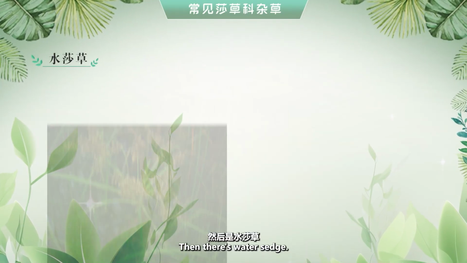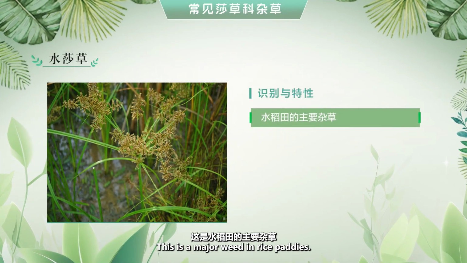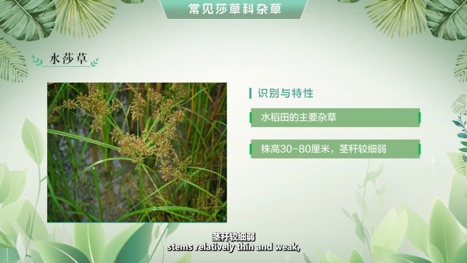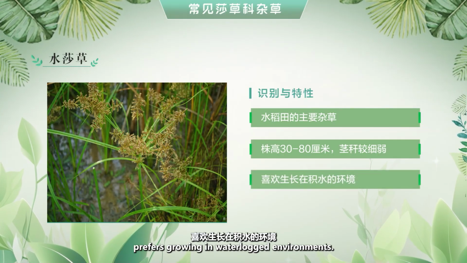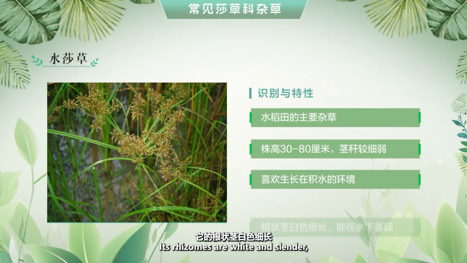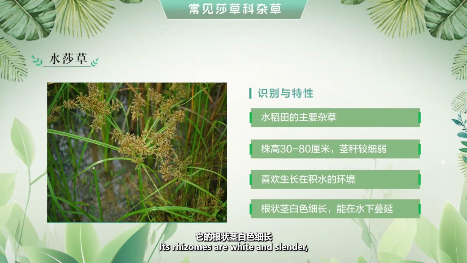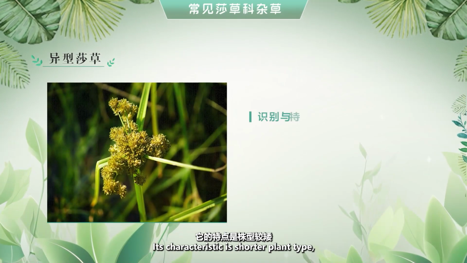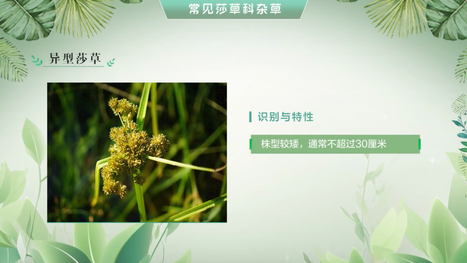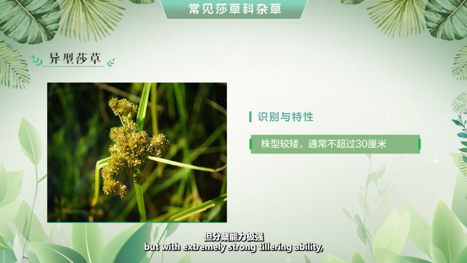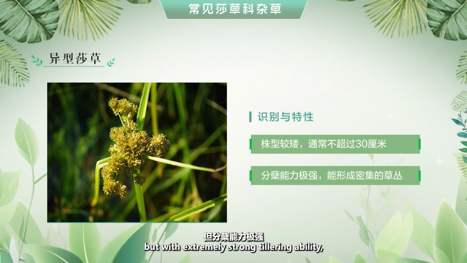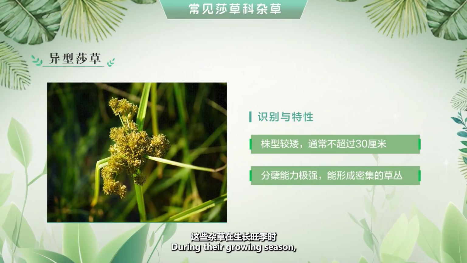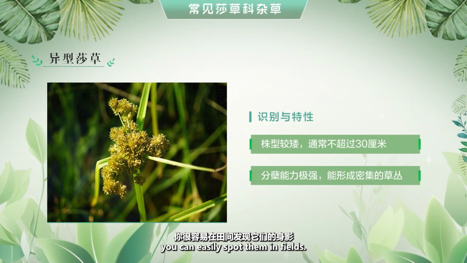Then there's water sedge. This is a major weed in rice paddies. Plant height 30 to 80 centimeters. Stems relatively thin and weak, prefers growing in waterlogged environments. Its rhizomes are white and slender, can spread underwater. There's also variable sedge. Its characteristic is shorter plant type, usually not exceeding 30 centimeters, but with extremely strong tillering ability, can form dense grass clumps. During their growing season, you can easily spot them in fields.